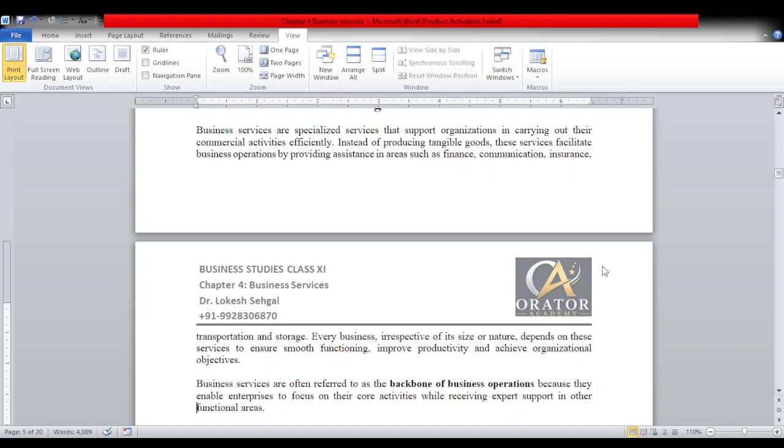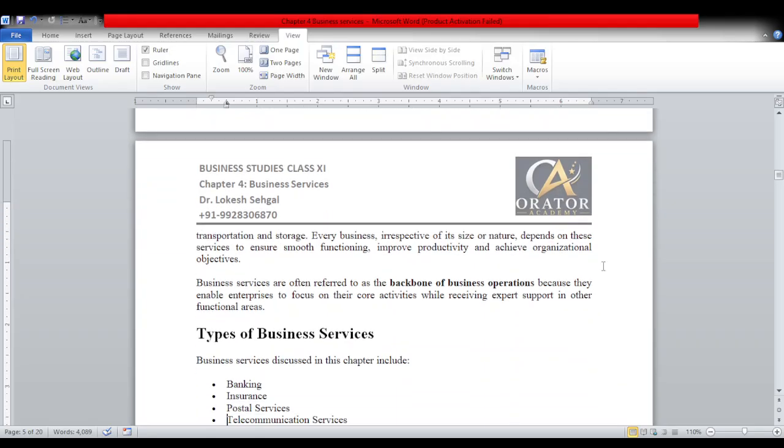So every business, irrespective of its size and nature, depends on services to ensure smooth functioning, improve productivity, and achieve organizational objectives. Business services are often referred to as the backbone of business operations, right? You can see this is the blood of business operations. Without services, your product cannot reach its client or its customer. For example, if you start from the raw material, it should be transported to the factories with the help of transport services. If that is not available, you cannot send your raw material to a particular factory or place.